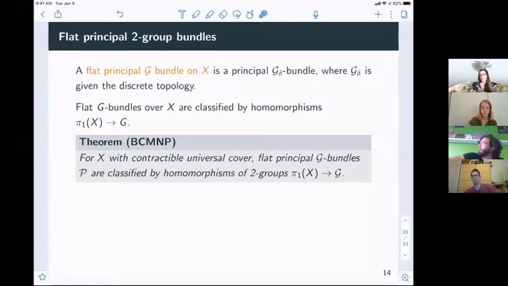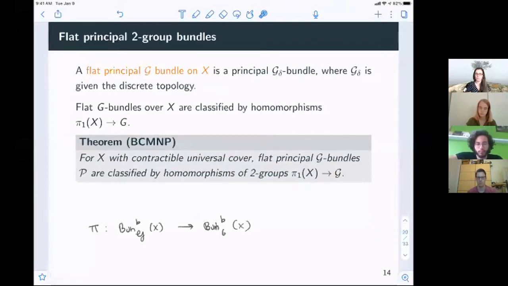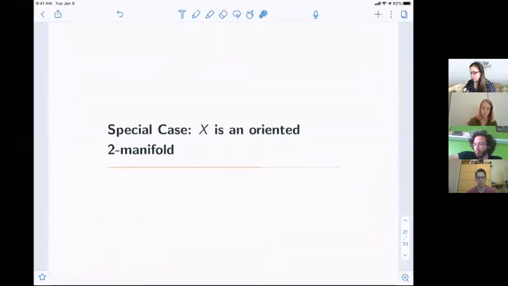And when we specialize to flat principal G bundles, we can also restrict our forgetful functor to just the flat principal bundles. So we're really going to work with this definition of flat principal G bundles for the next bulk of the talk. So we're going to think again about X as an oriented 2-manifold. In that case, we have the contractible universal cover, so the previous theorem applies. And we're going to think specifically about a torus as our example.